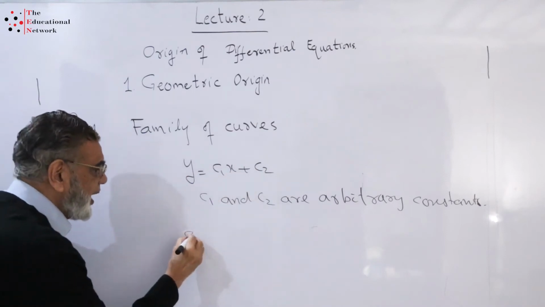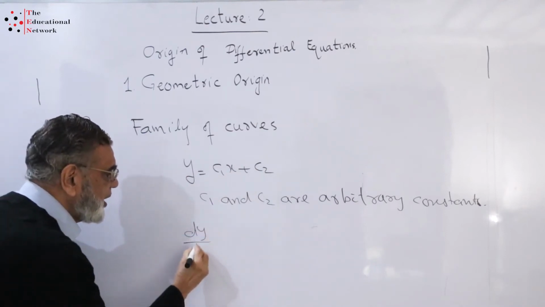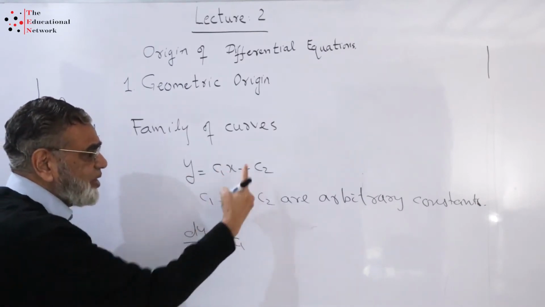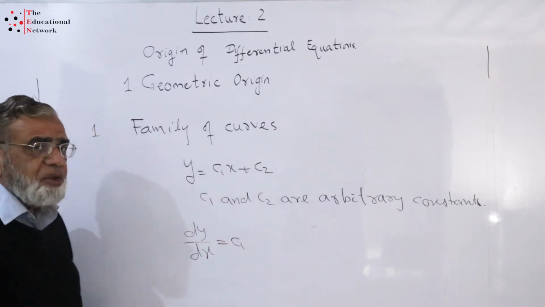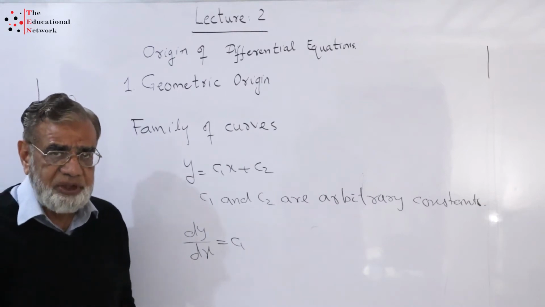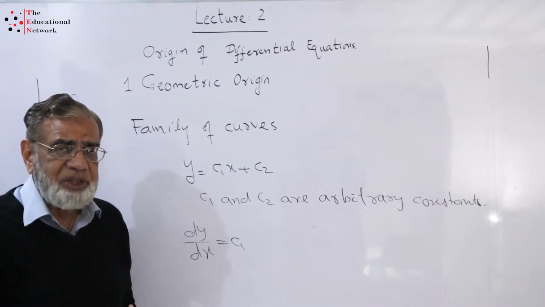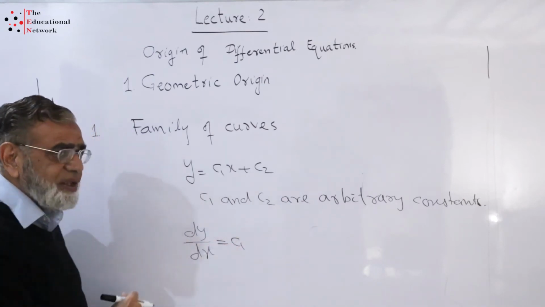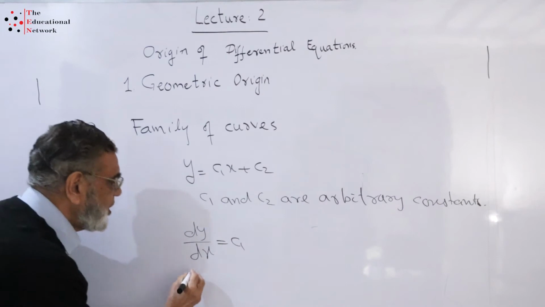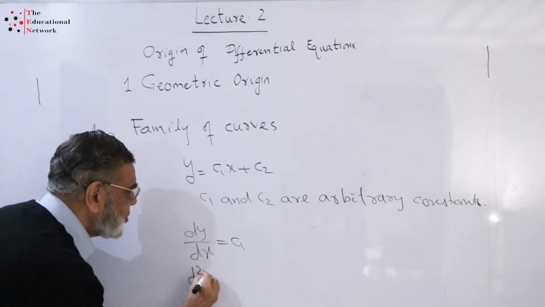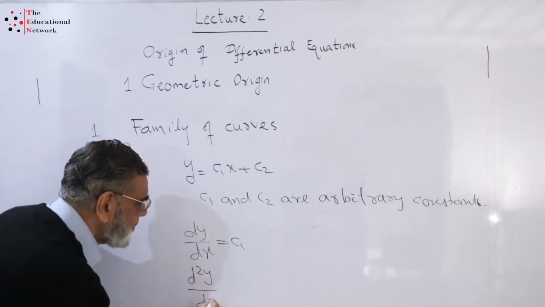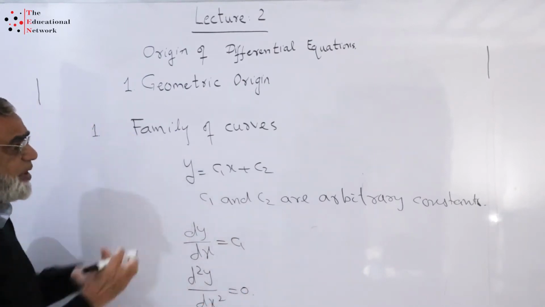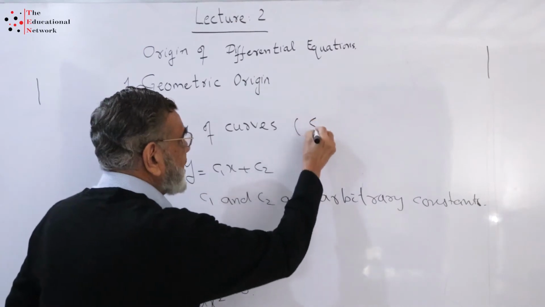I differentiate this one. I get dy/dx = C1. The derivative of x is 1 and the derivative of a constant is 0. I want to remove the constants from my differential equation, and then I will call it the differential equation for the family of curves. Here is a differential equation, but this C1 is still present, so we want to remove it. We differentiate again, so we get d²y/dx² = 0. So this is the differential equation for the family of curves. This family of curves is straight lines.